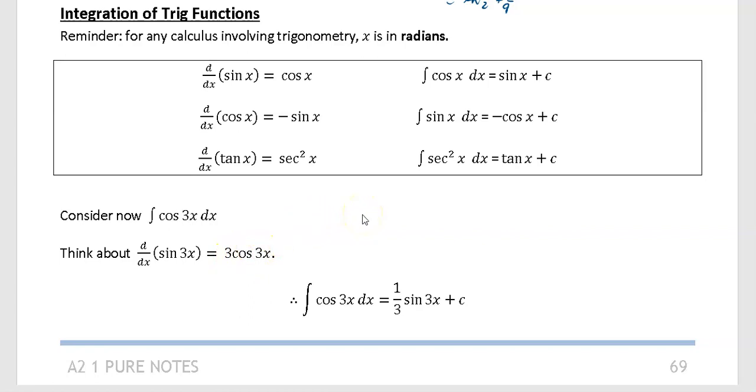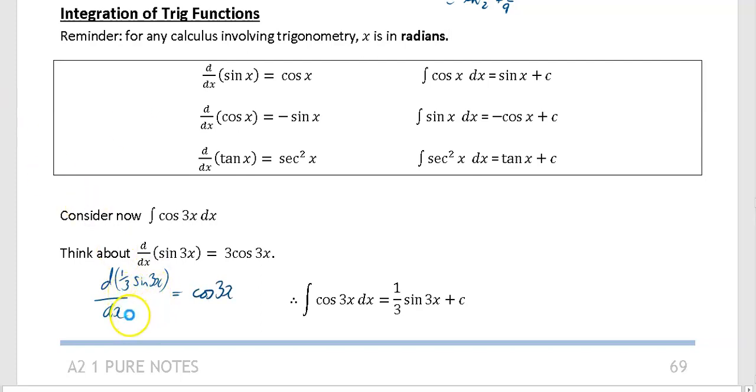So I'm just going to add an extra line in here. So if I had differentiated a third times my sine 3x, so this is now a third as big as what I had originally, that will make my answer a third as big as well. So that's just going to give you cos 3x. So I've shown that if I differentiate a third sine 3x with respect to x, I get cos 3x. Therefore, if you integrate cos 3x with respect to x, you get 1/3 sine 3x plus c.